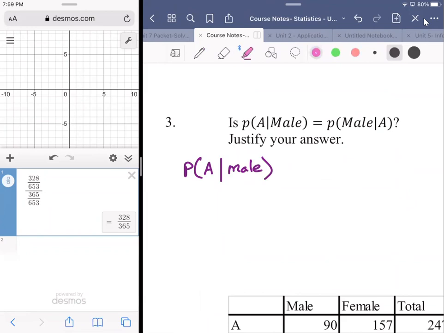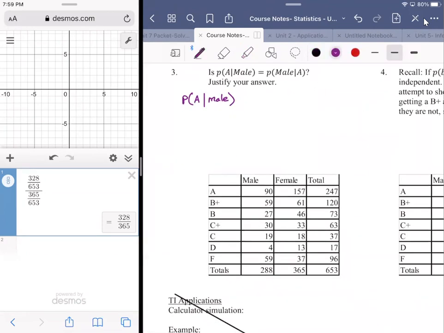So let's focus on this part. We're just looking at the males, all these folks here. And then from there, I just want the number of individuals who got A's. There's my A students. There's the total number of males, 90 out of 288. So 90 out of 288.